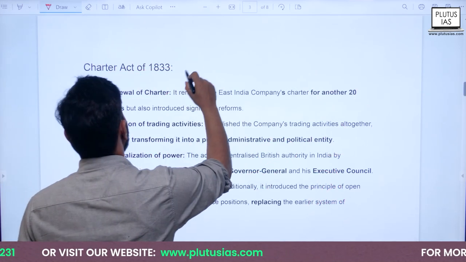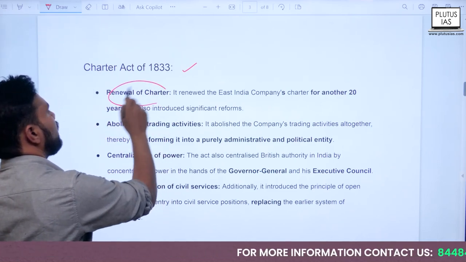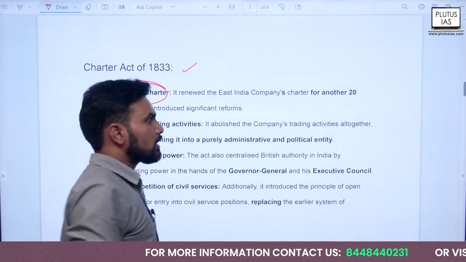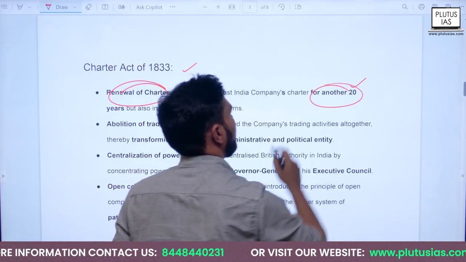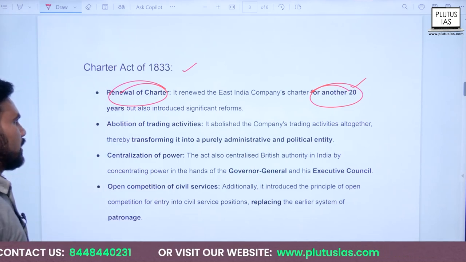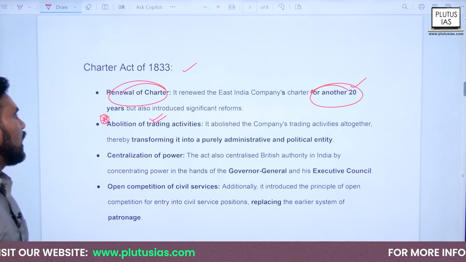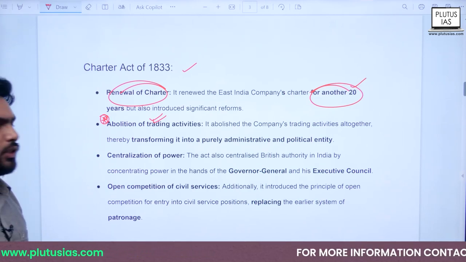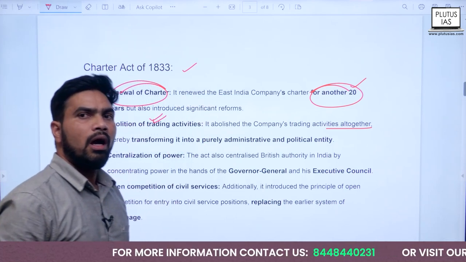The next act is Charter Act of 1833. Again, the common point here is renewal of charter. So East India Company's license to trade in India has been extended by 20 more years. Right. The other important and significant point is abolition of trading activities. So the trading activities have been abolished.